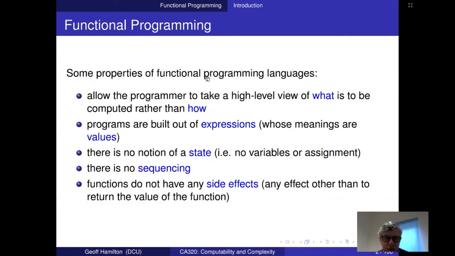So let's look at some properties of functional programming languages. It allows the programmer to take a high-level view of what is to be computed rather than how. So we are interested in what is going to be calculated. We focus on the problem instead of focusing on the solution. Programs are built out of expressions whose meanings are values. There is no notion of state, no variable or assignment, etc. So there is no sequencing, and functions do not have any side effects.